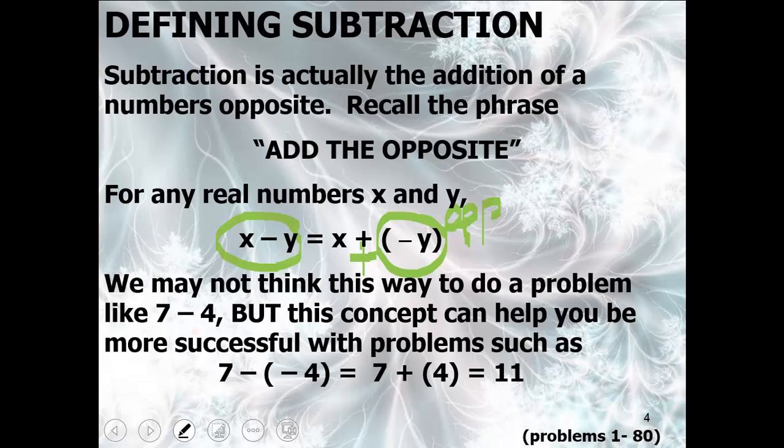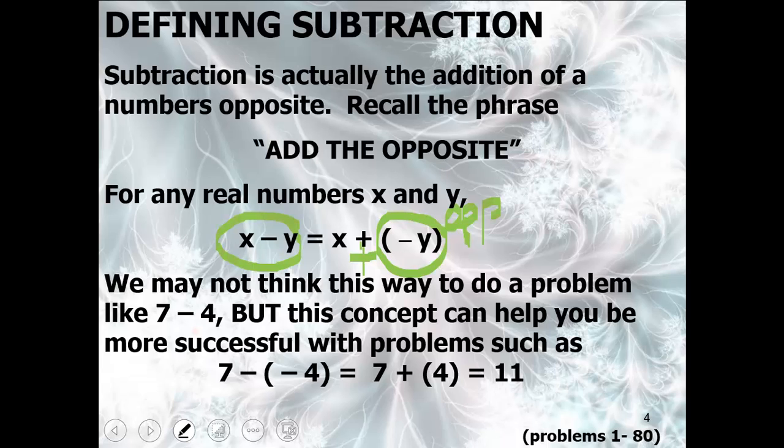Okay? It's kind of more difficult to think of it that way for simple things that we've done. 7 minus 4 is 3, because we've learned that and it's part of our brain, but that's the concept behind this. And this technique actually works better when you're subtracting off negative numbers, because watch what happens.